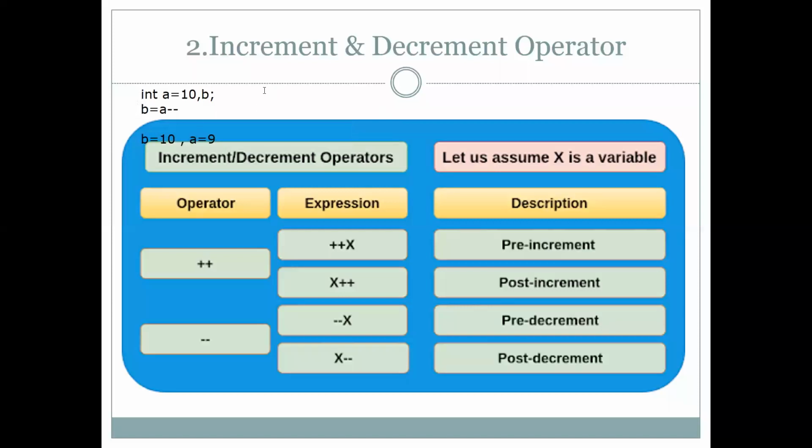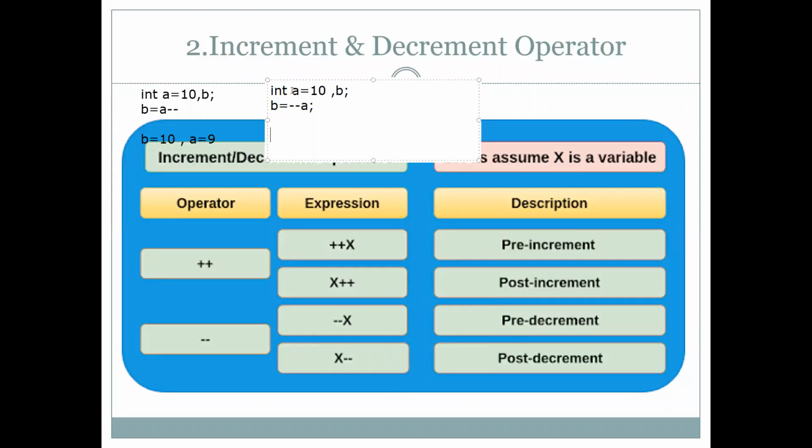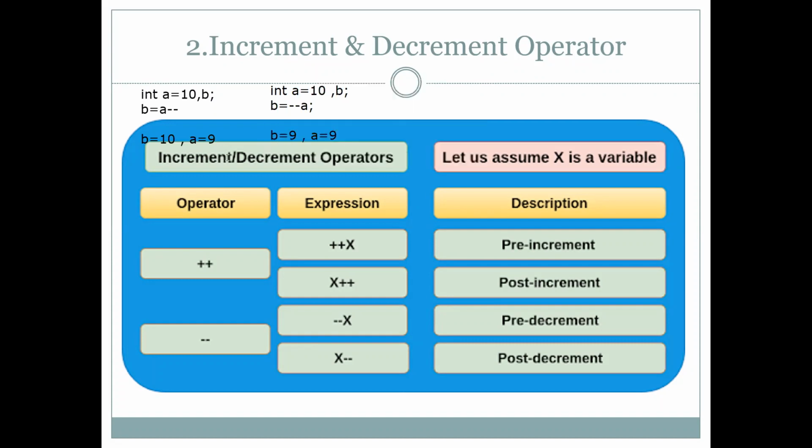Correct? And suppose I apply pre-decrement. So in case of your pre-decrement, what will happen? So B is equal to --A. So my B is 9 as well as my A is also 9 here. Okay. So this is the difference between your pre and the post.